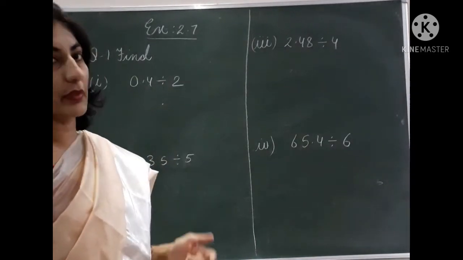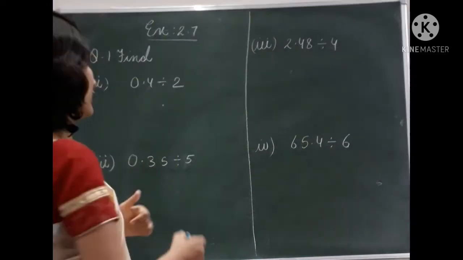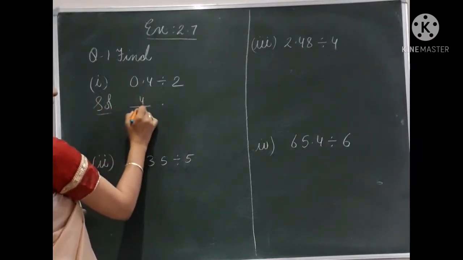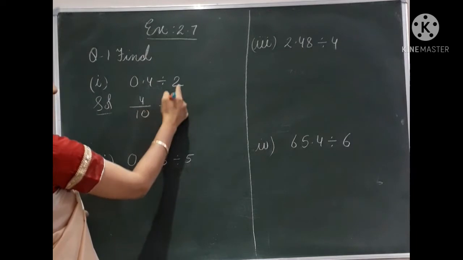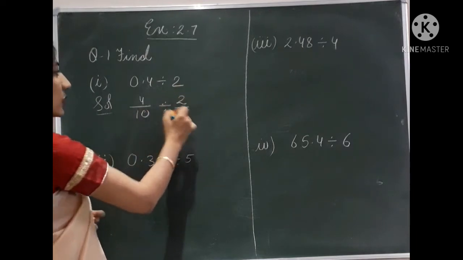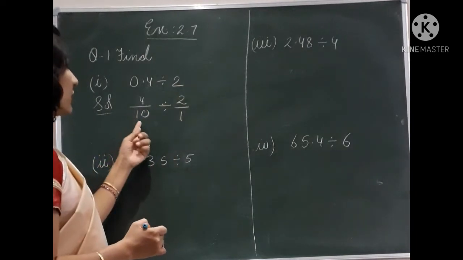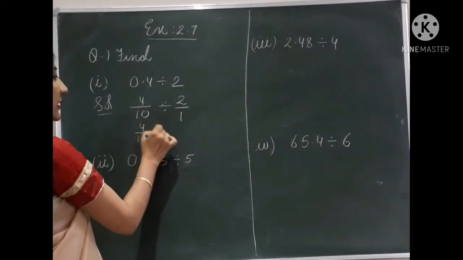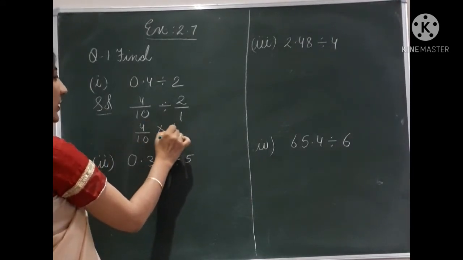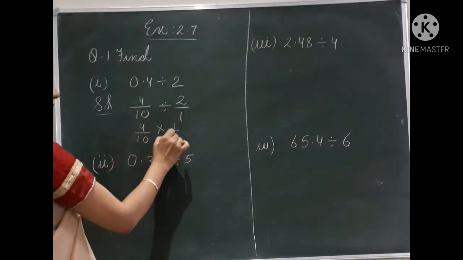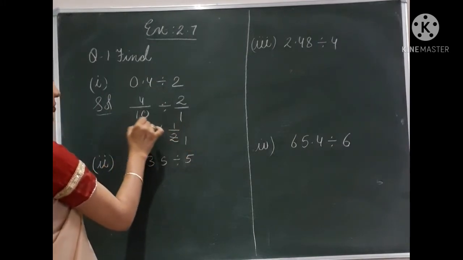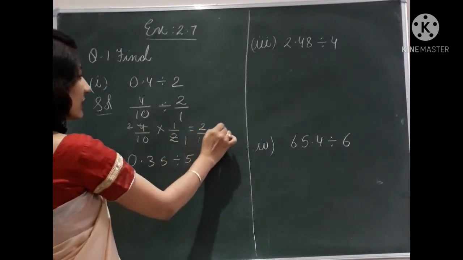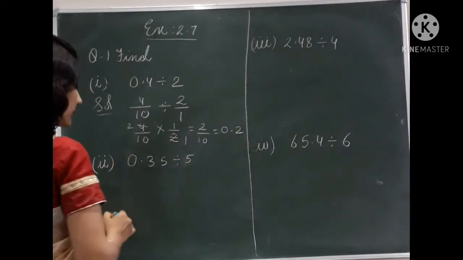A decimal number divided by a whole number. So what will I do? This decimal number I will change to a fraction. It will be 4 by 10 divided by the whole number 2, which I will write as 2 by 1. Division of a fraction by a fraction, as we have already done. 4 by 10, the division sign changes to multiplication, and 2 by 1 will be 1 by 2. Now you can cancel: 2 1s are 2, 2 2s are 4. So it equals 2 by 10. 2 by 10 means 0.2.